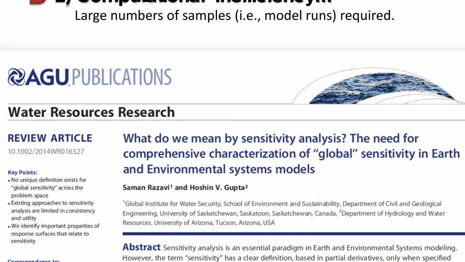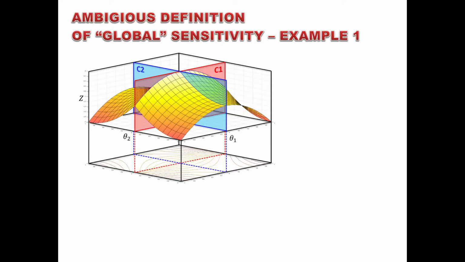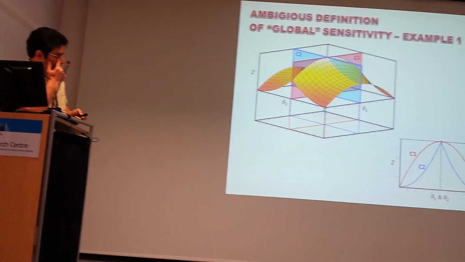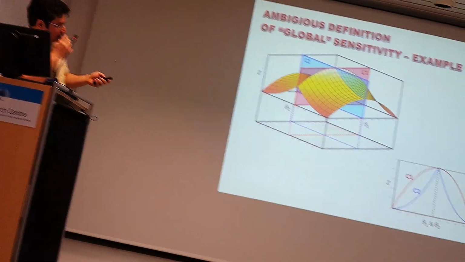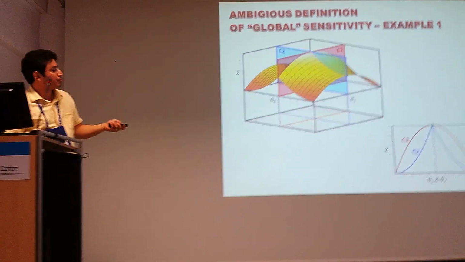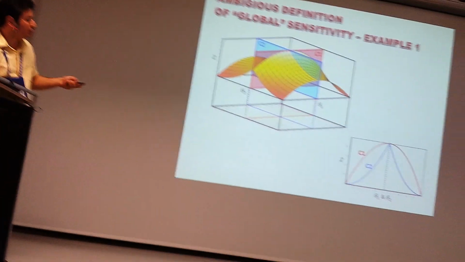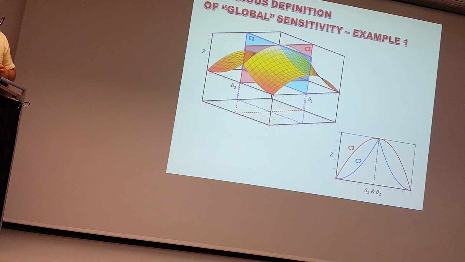Just to clarify what I mean by ambiguous definition, I'm giving two simple examples here. Suppose we have a simple model with this ridiculous response surface, two parameters again, theta 1 and theta 2, and if I take the cross sections, you see those, and there is no interaction effect, meaning that the additive effect of the two functions along the two directions forms the model response.